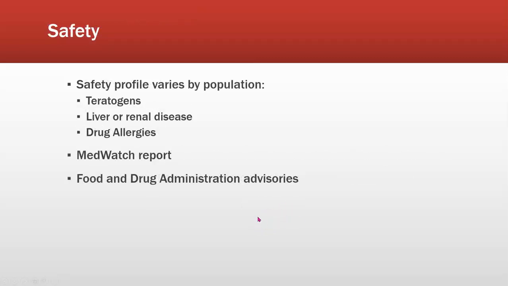And of course, there are safety profiles. It varies by population. Different drug allergies. Maybe they have liver or renal disease. Maybe there are teratogens, so you can't give certain medications because in utero they'll cause birth defects. So the profile of safety varies by the population. There's also the MedWatch report and Food and Drug Administration advisories.